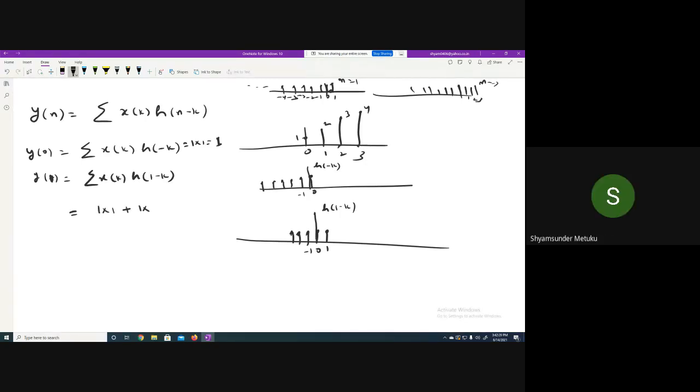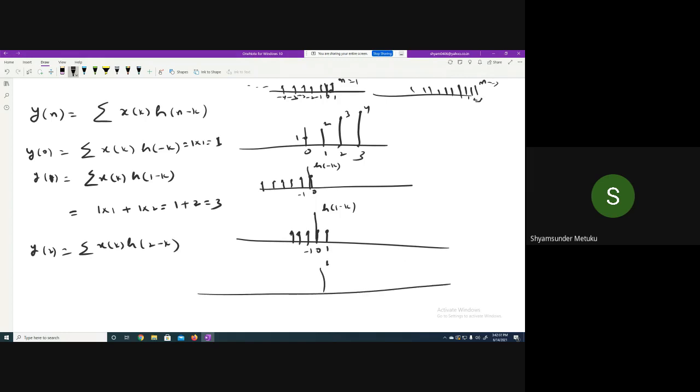1 into 1 plus 1 into 2, it's 1 into 2, no? 1 into 2, 1 into 2. Yeah, it will be 3. Correct or not? Then y of 2, x of k, h of 2 minus k.